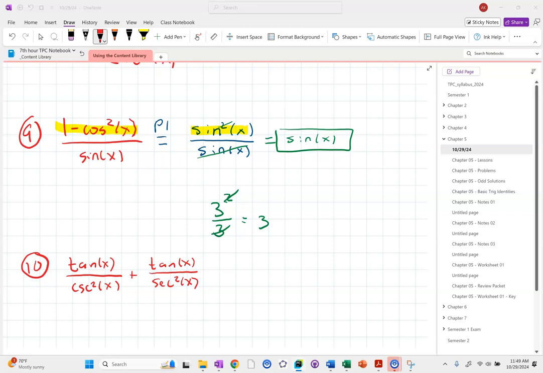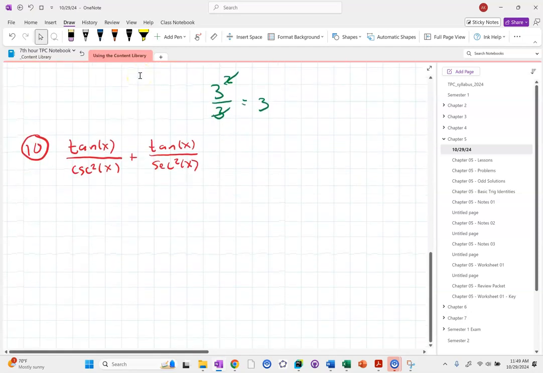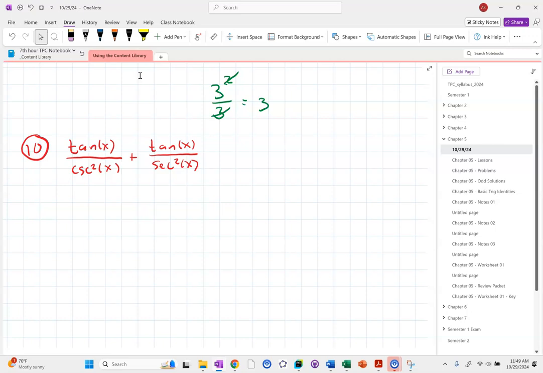Naya, number 10. Tan over cosecant squared x plus tan over secant squared x. What do you want to do here first? Algebra or identity? Okay, what identity are you thinking you want to use here?